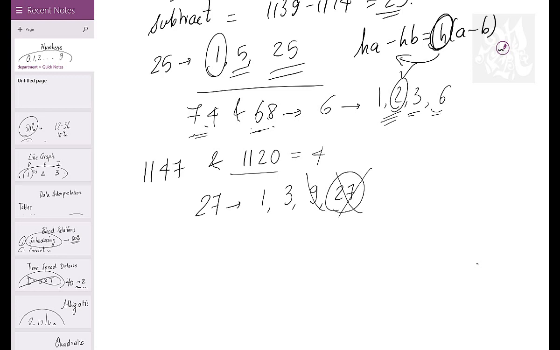Can it divide 9? No. Can it divide 3? No, for the same reason. So the answer is 1. So the HCF of these two numbers is going to be 1. Are we clear? The first type of question on HCF is going to be this.